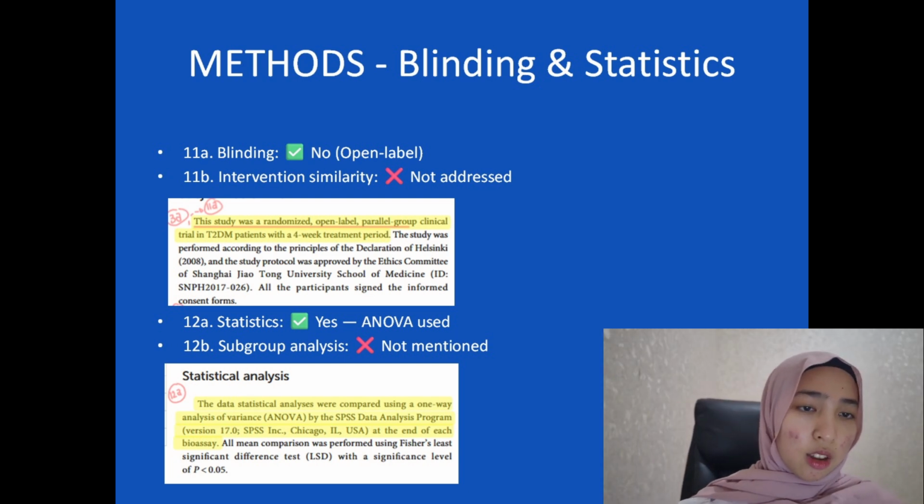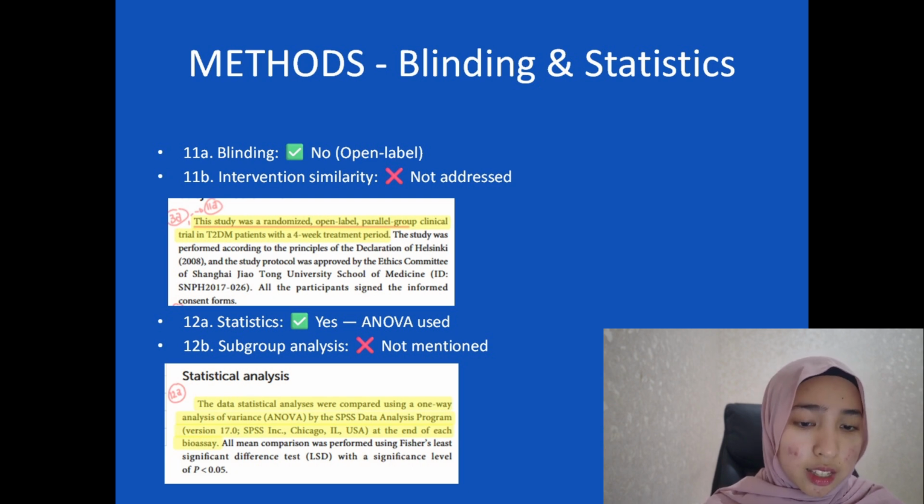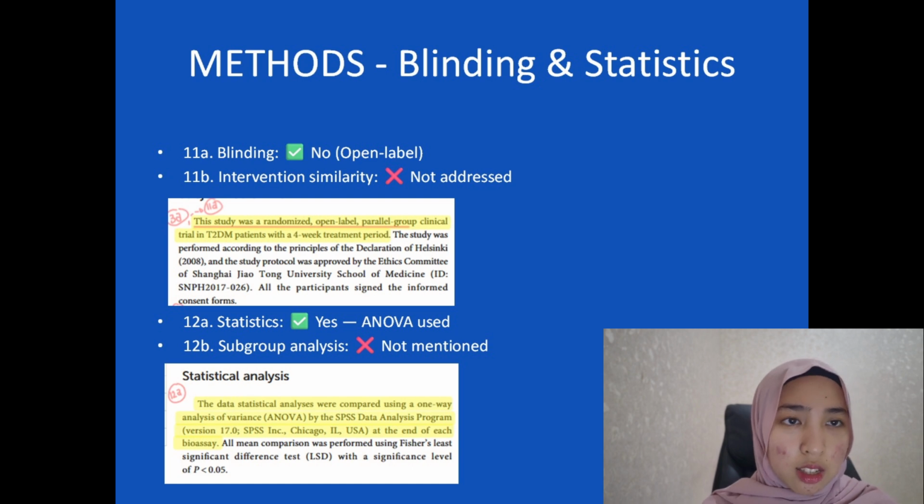And then the next part is statistical methods. For item 12, item 12A is about statistical comparison. And for this article, there is a quote, "one-way ANOVA, LSD test, less than 0.05." And then for item 12B, additional analysis. But it is not mentioned in this article, no subgroup or adjusted analysis.